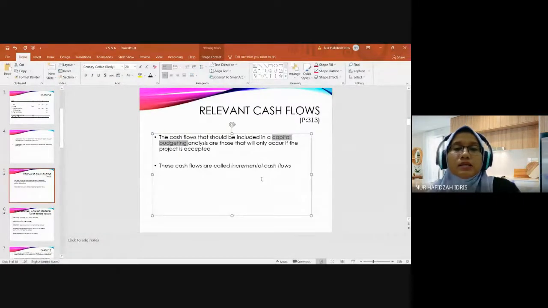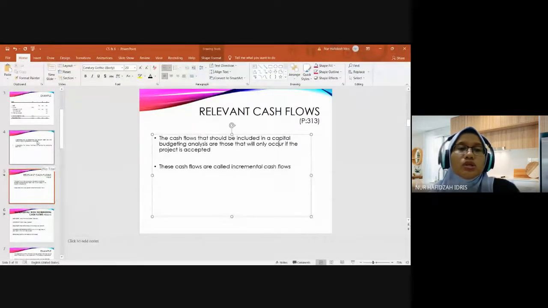Capital budgeting is the decision whether you want to invest or not to invest in a certain project, or the decision whether you want to buy or purchase a certain asset or not. How do you make the decision? Based on the net present value and IRR, mostly based on those two things. The cash flow that should be included in a capital budget analysis are those that will only occur if the project is accepted. These cash flows are called incremental cash flow.